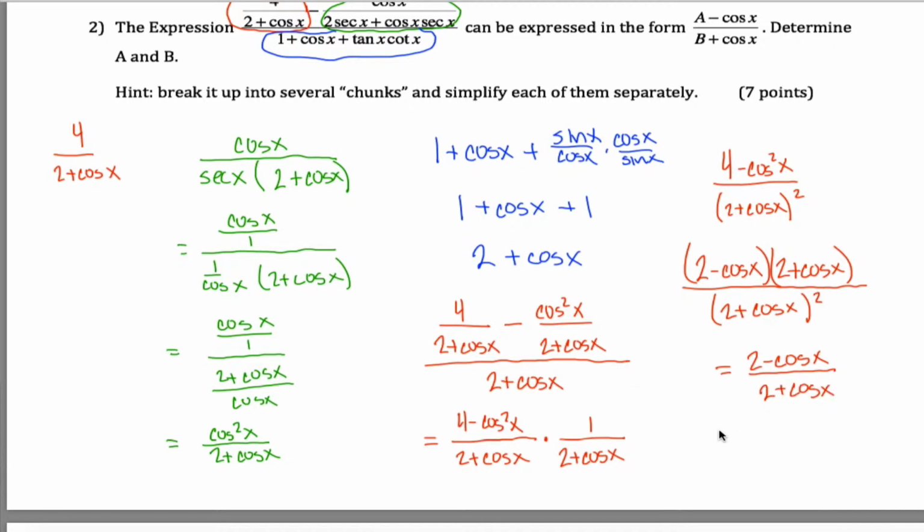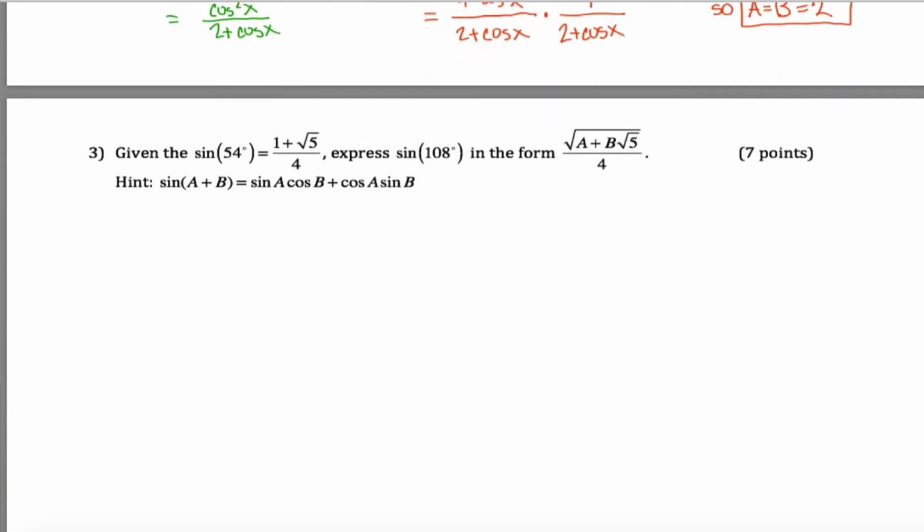So it says determine a and b. So a is the same as b, which is equal to 2. All right, moving on. That was a hard one.